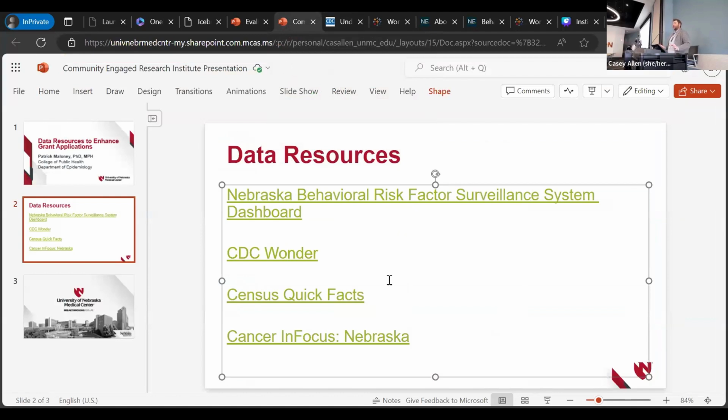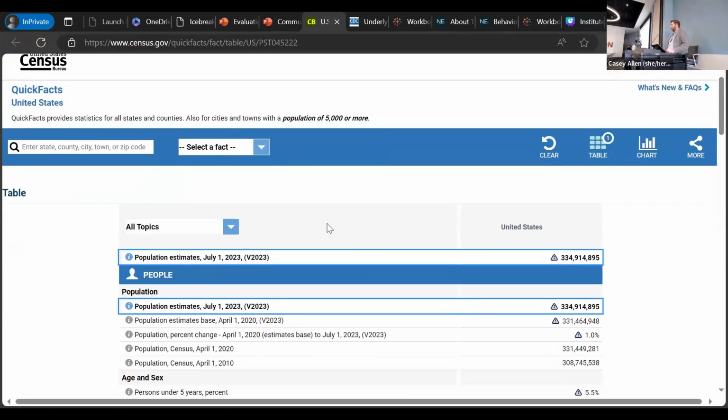So we've gone through 2 of our 4 dashboards. And the next one is actually the easiest of the dashboards to use. It's Census QuickFacts. So Census QuickFacts very easily allows us to compare across different geographies. These geographies can be states, counties, or the nation, but they can also be cities and small towns that have greater than 5,000 people.